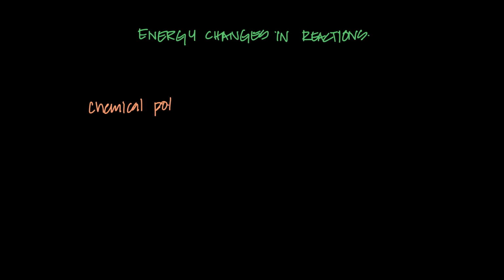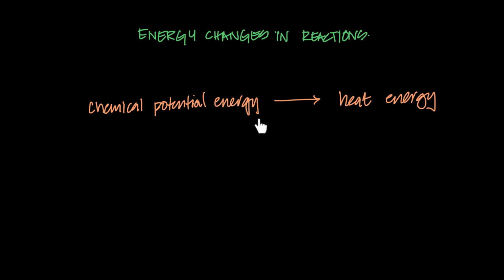Now let's talk about energy changes in chemical reactions. So when a chemical reaction takes place, generally what happens is either the chemical potential energy of the reactants is converted to heat energy, which is generally not only, but we're keeping it simplified to that, or the heat energy from the surroundings is absorbed by the chemicals and converted to chemical potential energy.